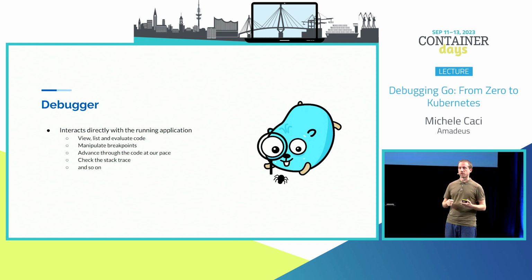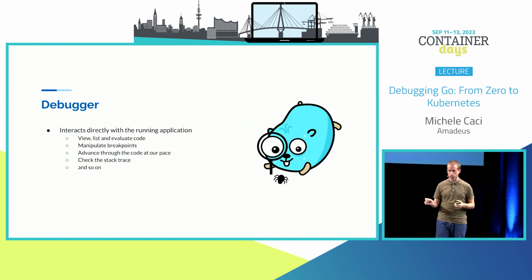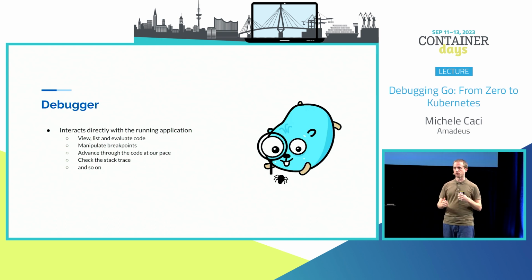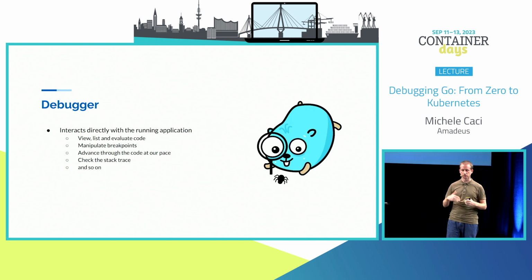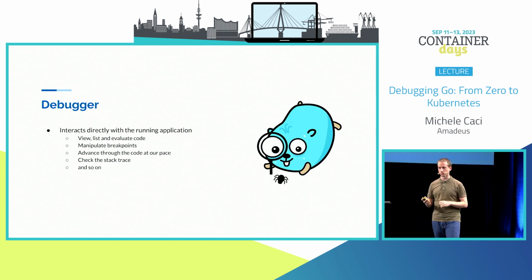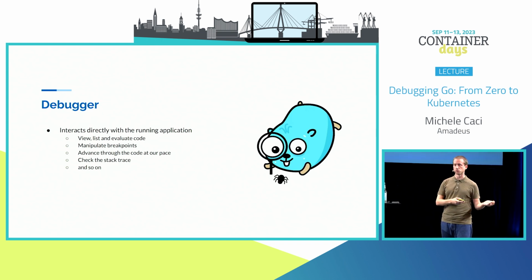We can do that by, for example, viewing the code that is under debug. We can manipulate breakpoints so that we know exactly where we stop. We can advance through the code at our own pace, so getting inside a function, outside, stepping one instruction to the next, and so on. We can check the stack trace, we can check the variables, the parameters, whatever. There are a lot of actions that the debugger allows us to do.